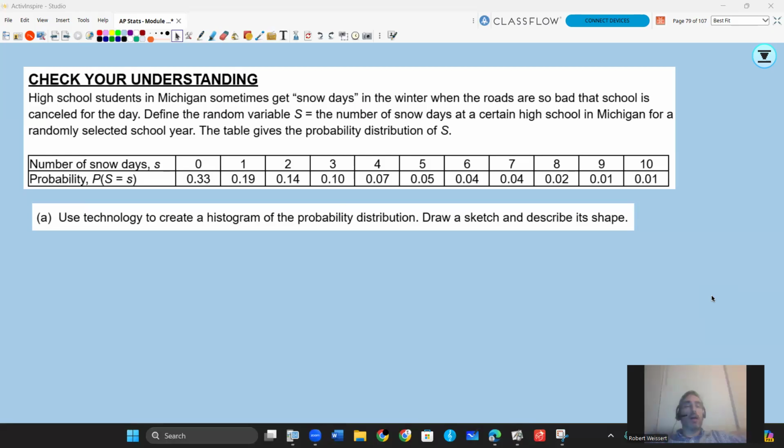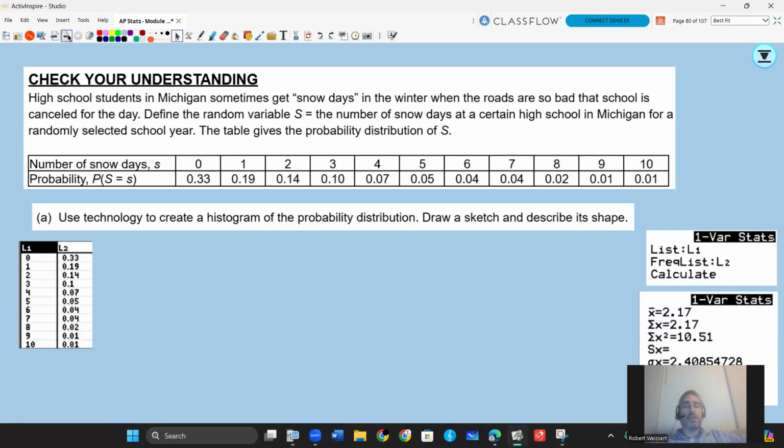So typically, the number of snow days that the students get in Michigan is 0, which I'm pretty sure is not true. I think these are made up. But about 33% get 0. About 19% get 1 snow day. And you can see it tapers off toward the end. So it's going to be right skewed.